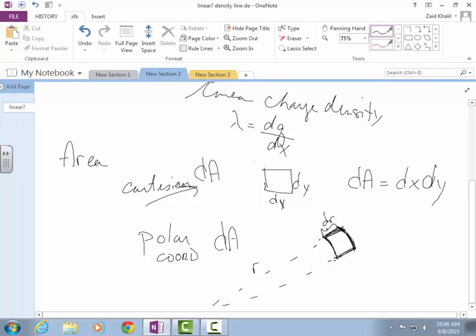What is this? Be careful. Very good. In other words, this angle is d theta, and this length is the arc length, which is r d theta. So your areal element in polar coordinates is going to be what? R dr d theta. Does this make sense? Explain why this makes sense.